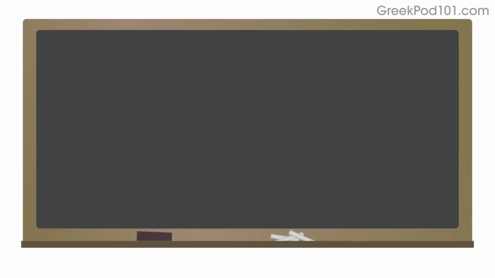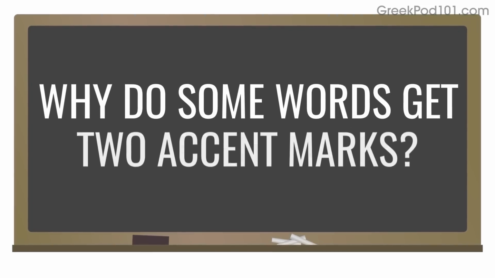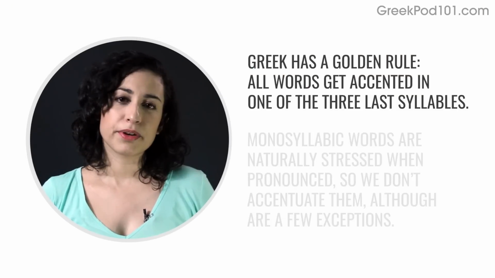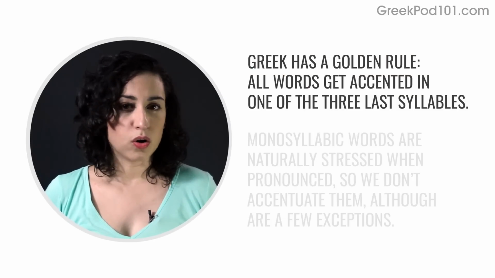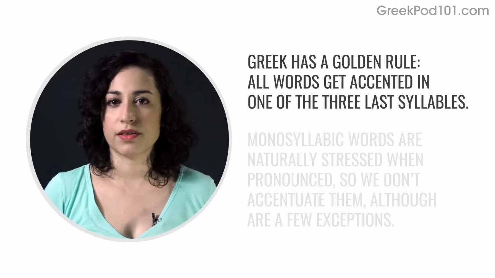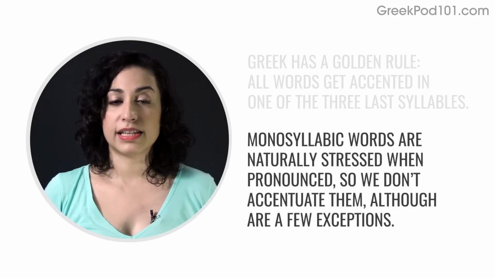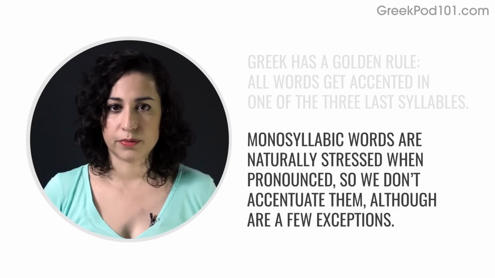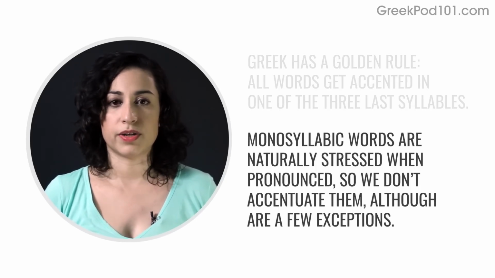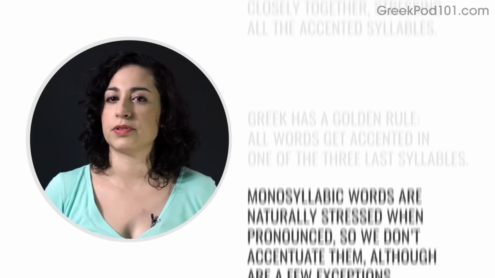The question for this lesson is, why do some words get two accent marks? Greek has a golden rule. All words get accented in one of the three last syllables. Monosyllabic words are naturally stressed when pronounced, so we don't accentuate them, although there are a few exceptions.